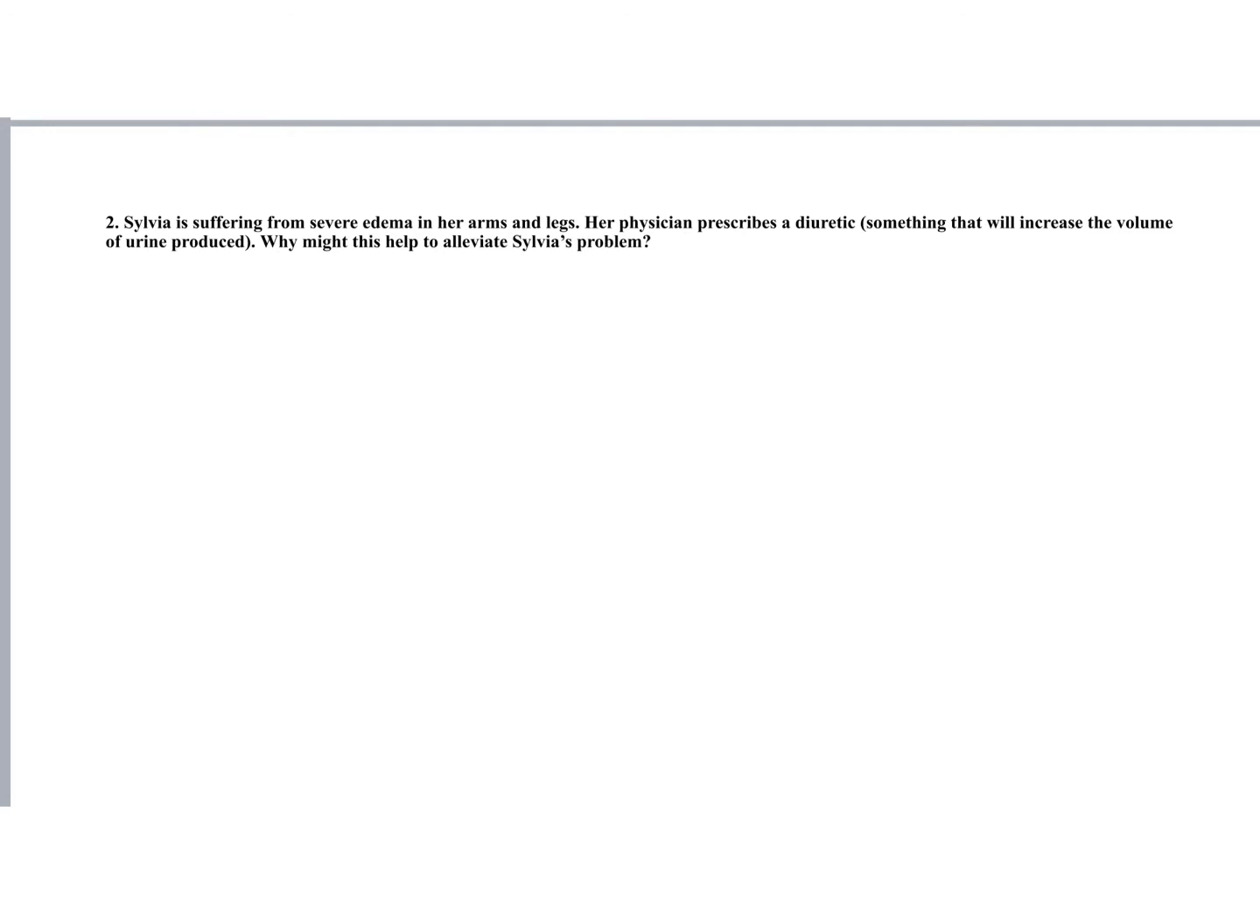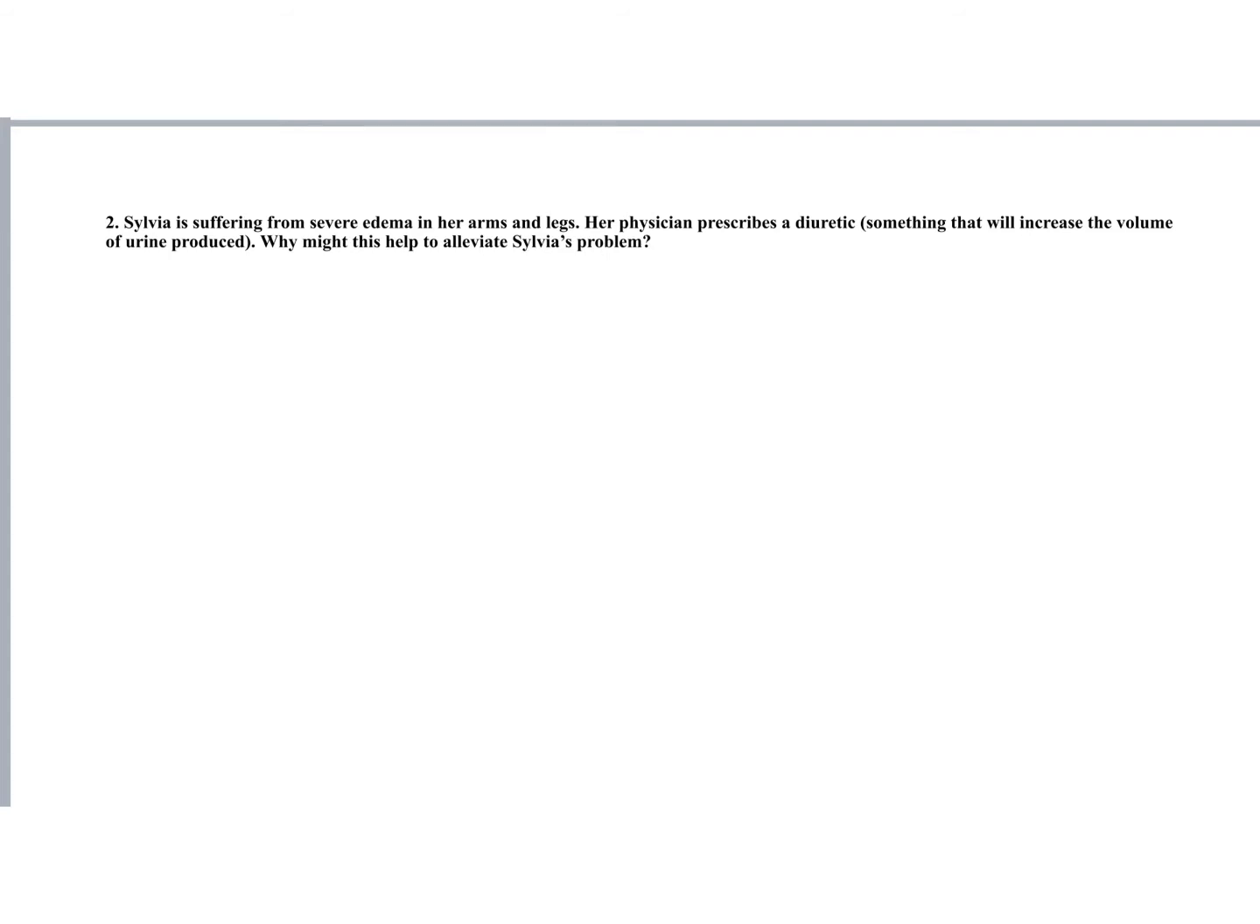Question number 2 says, Sylvia is suffering from severe edema in her arms and legs. Her physician prescribes a diuretic, something that will increase the volume of urine produced. Why might this help to alleviate Sylvia's problem? Now you could just simply say that a diuretic reduces the amount of fluid in your system. It makes you pee more, but it's a little more complex and complicated than that.